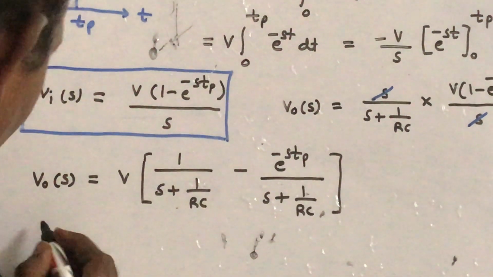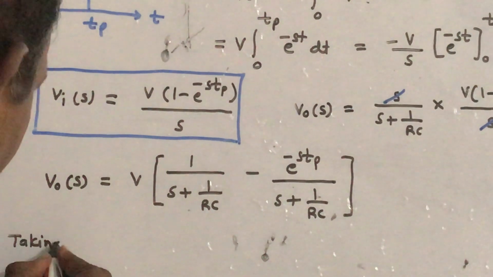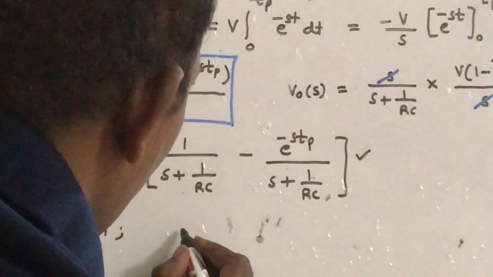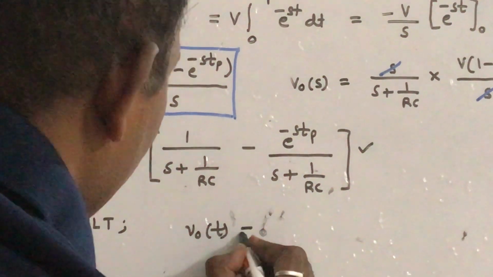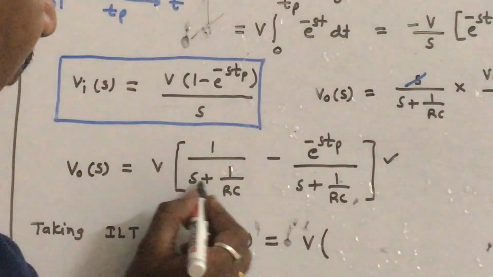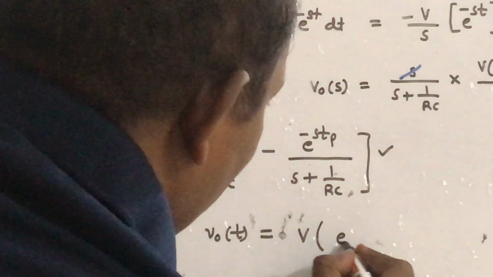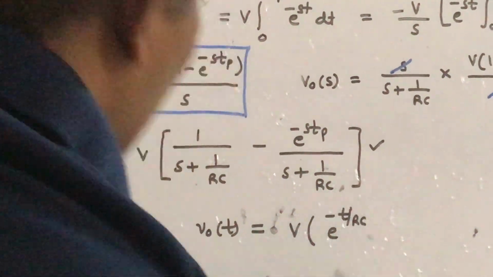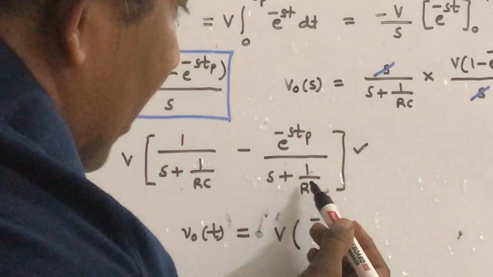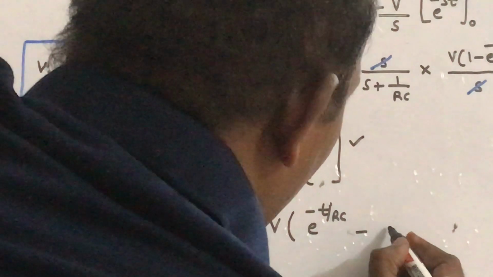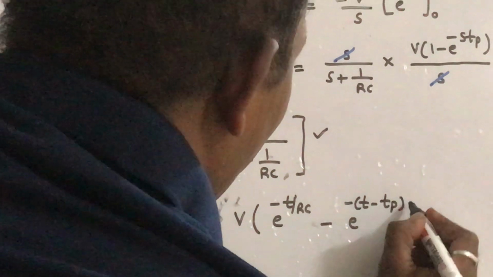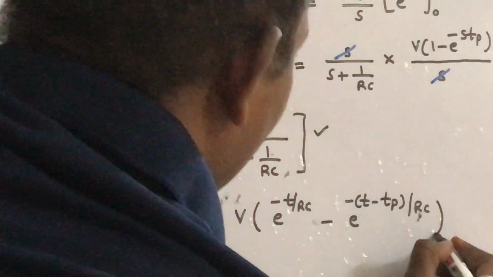Taking the inverse Laplace transform of this equation, V0 of t is V into, the inverse Laplace of 1 by s plus a is e power minus at. Therefore the first term is e power minus t by RC. The inverse Laplace of this entire second term is written as e power minus t minus Tp by RC.